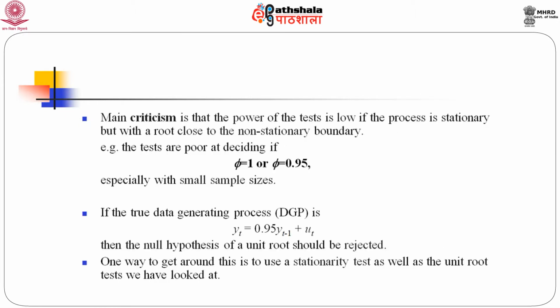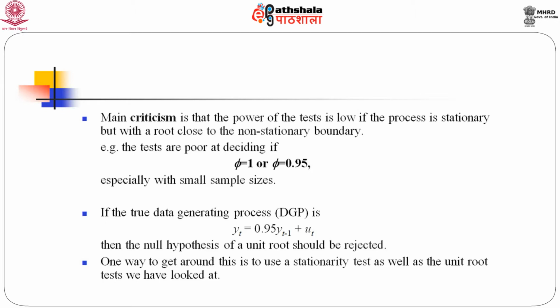Now, coming to the main criticisms of the test. The main criticism is that the power of the test is low if the process is stationary but with a root close to the non-stationarity boundary. For example, the tests are poor at deciding if phi equals 1 or phi equals 0.95, especially with small sample size. If the true data generating process is, say, yt equals 0.95 yt minus 1 plus ut, then the null hypothesis of a unit root should be rejected.